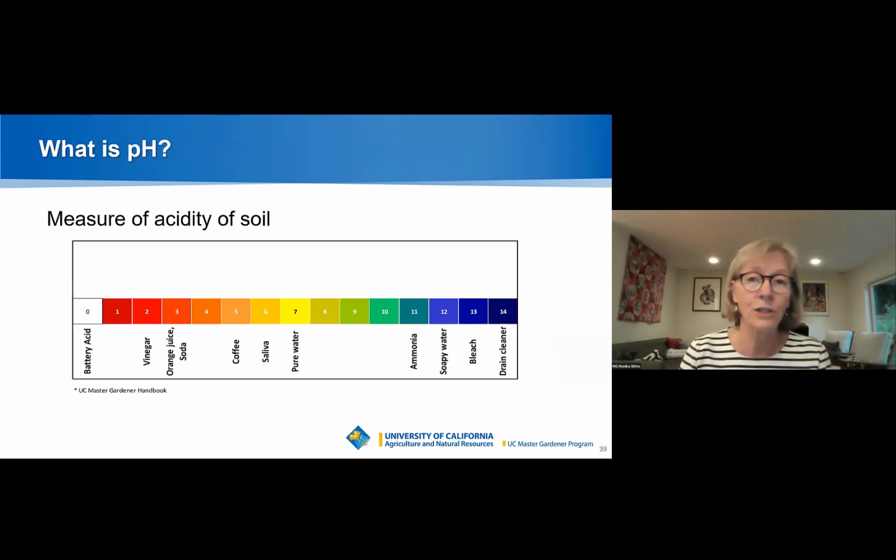So what is pH? I'm going to stop for a moment to talk about it because it plays such an important role in the availability of nutrients to plants. pH is a measure of the acidity of the soil on a logarithmic scale that goes from very acidic on one side to basic on the other, and water in the middle is pH neutral. The scale, as I said, is logarithmic, and so coffee is 100 times as acidic as pure water. Saliva is 10 times as acidic as pure water.